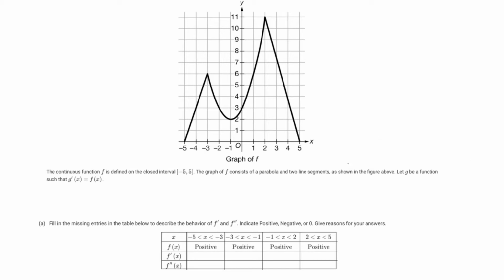We're given the graph of f, and we want to fill in the missing values here. So first, for the first derivative and then the second derivative, we want to indicate whether it's positive, negative, or zero. The first derivative will tell us if the function is increasing or decreasing, and the second derivative will tell us about the concavity.